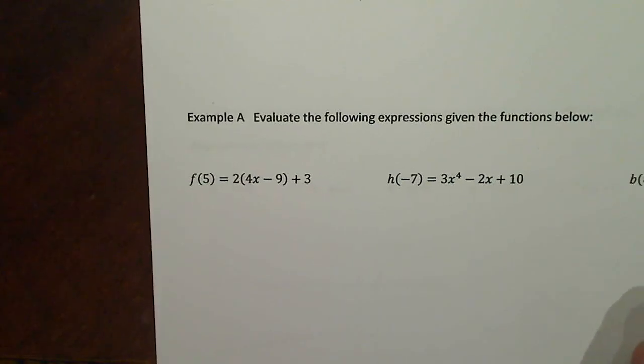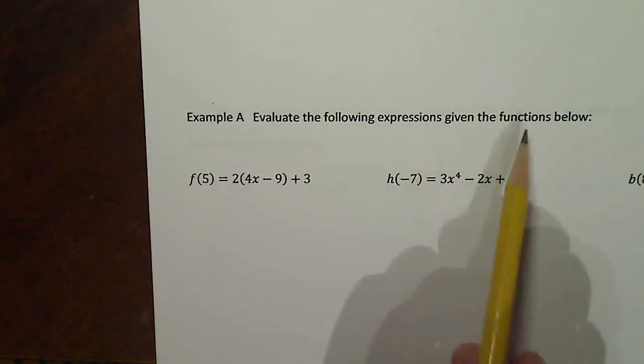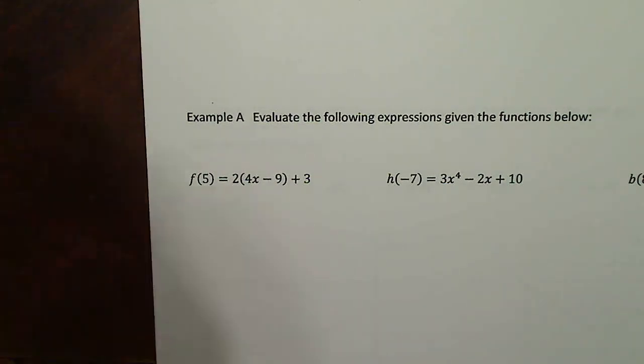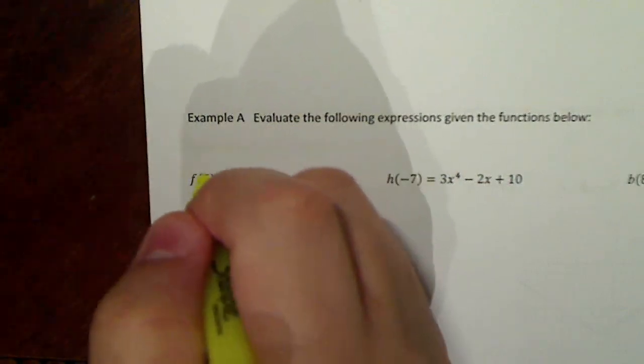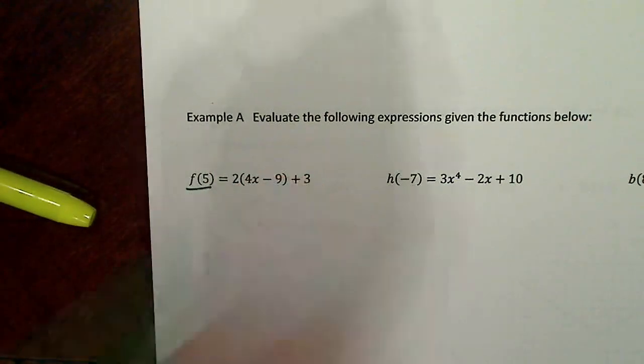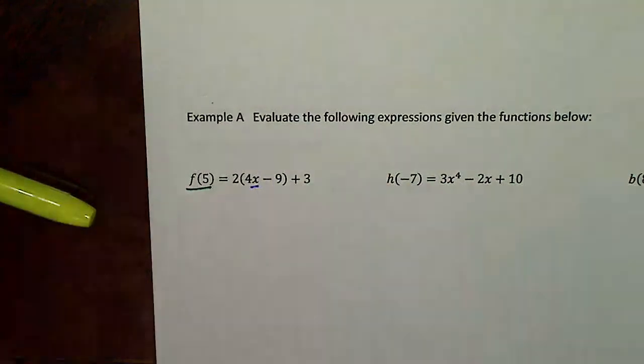All right, so here's what we have. This is a straightforward problem: we're going to evaluate the following expression given the functions below. There are two parts to this. There is an f of x part, and then there's just an x part.